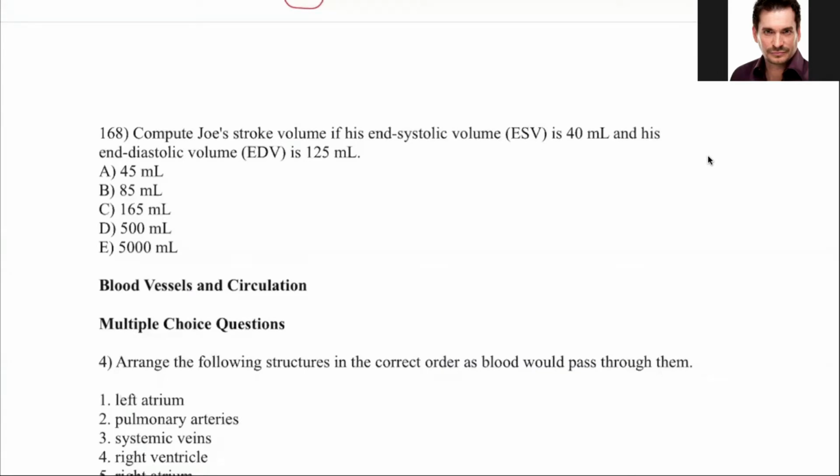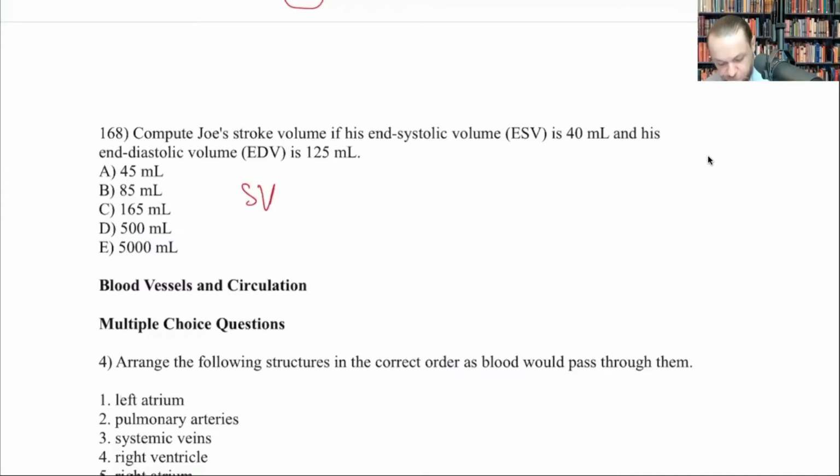168. Compute Joe's stroke volume if his end systolic volume is 40 ml and his end diastolic volume is 125. The stroke volume formula is EDV minus ESV, so that gives us 85, B. Yeah, you are correct.